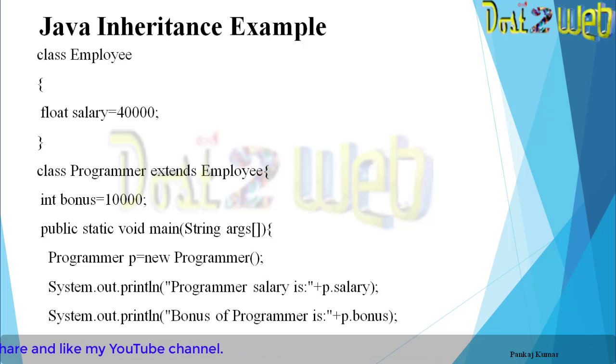Then you want the bonus. So in a similar way, P dot, that is your object name, dot bonus, and close it. It's a very simple example of inheritance. So let's execute and see what output we are going to get on the screen.